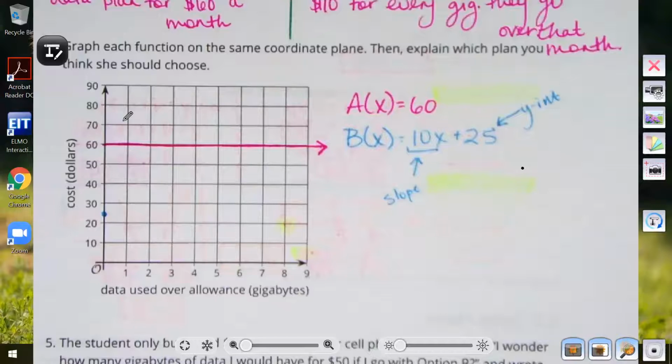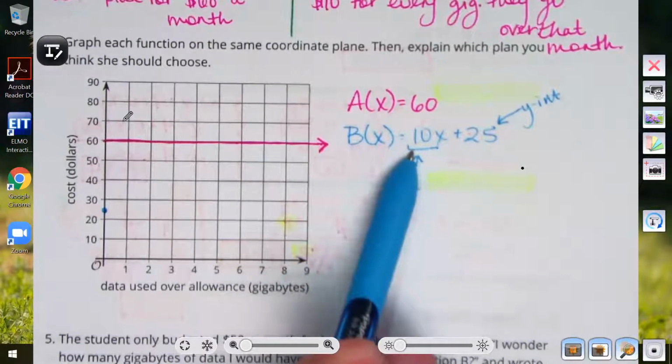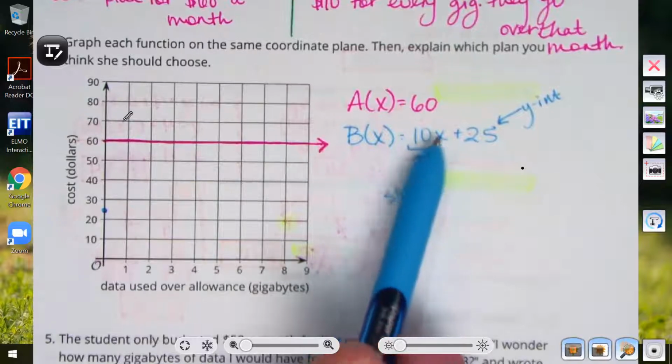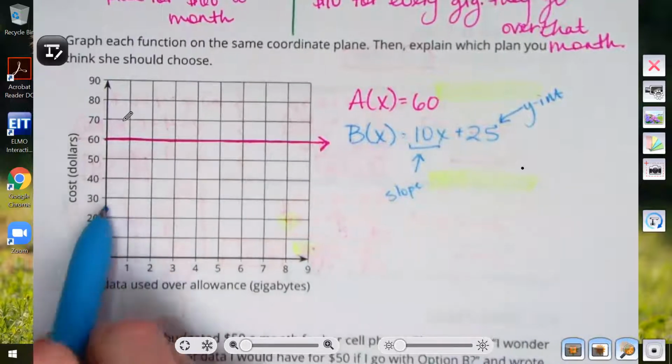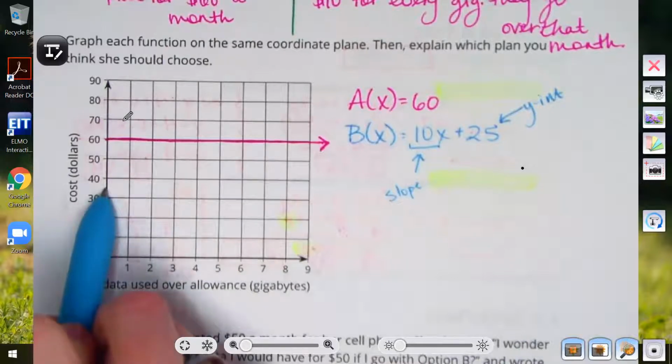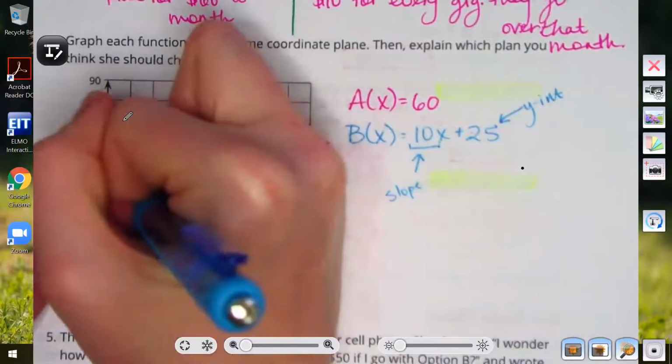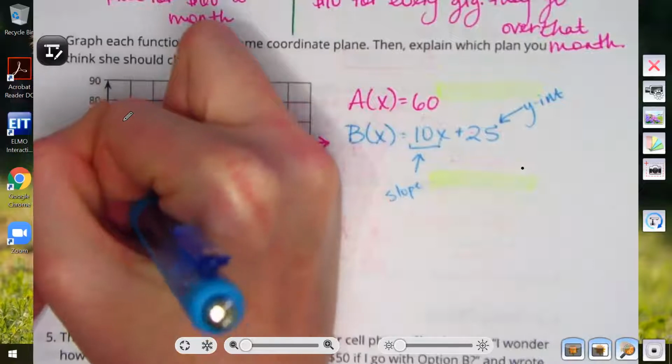All right, my slope is the whole number 10. So if it's a whole number, it's understood to be over what? 1. So I'm going to go, it's a positive 10, so I'm going to go up 10 over 1. Okay, so I'm going to start at 25. If I go up 10, I'm going to be where? 35, and then I'm going to go over 1. So I'm right there.